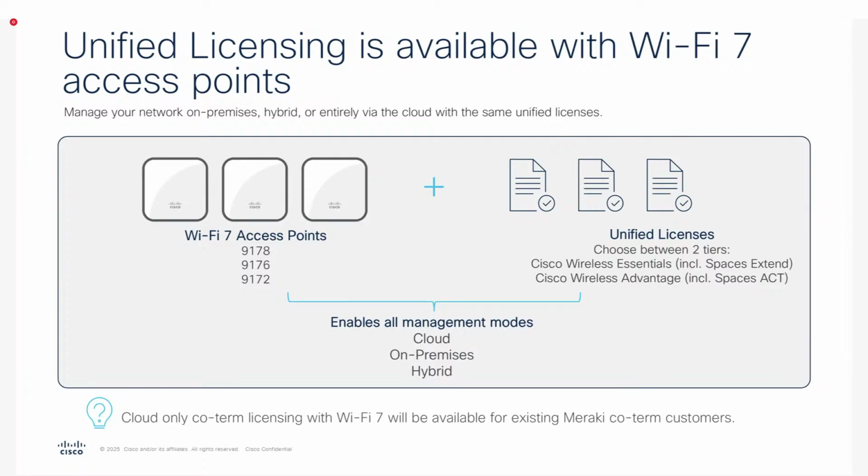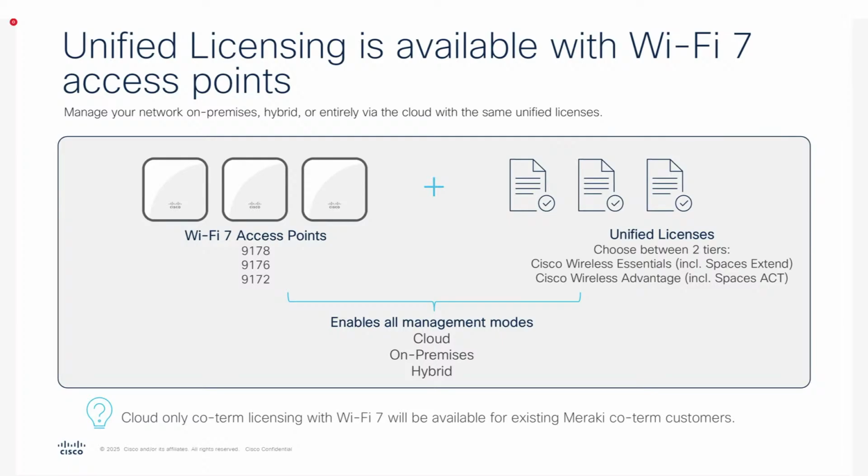So what's available today with our Wi-Fi 7 access points is our 9178, our 9176, that was back in November, our 9172s that we launched in February, and then look for some future announcements this coming year as we launch additional Wi-Fi products. The unified licensing, you get to choose between two tiers, so you have your wireless essentials and your wireless advantage, and your wireless essentials includes your spaces extended, and your wireless advantage includes spaces ACT.